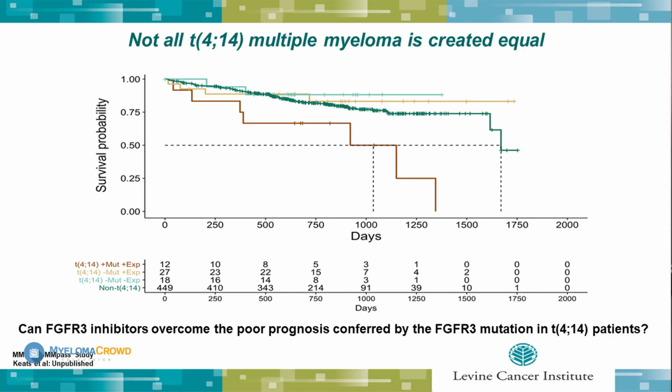We talked about 4;14 being a high-risk translocation, but not all 4;14 is created equal. This is again from the COMPASS data set, and what they showed is that just having the 4;14 translocation is not that big of a deal. If you have the 4;14 translocation and a mutation in what's called FGFR3, fibroblast growth factor receptor 3, those are the patients that don't do as well from a survival perspective. That's interesting because the 4;14 translocation leads to increased expression of FGFR3, but it's not just increased expression of that gene that's important, the mutation of it as well. There are FGFR3 inhibitors out there, and there's a lot of interest in employing them for patients with this specific type of disease.